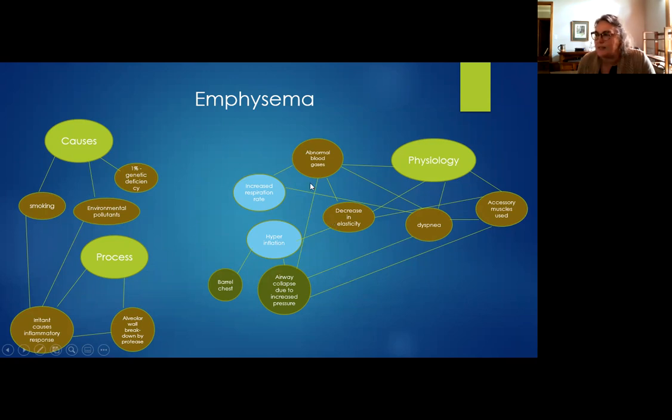a decrease in elasticity. The abnormal blood gases increase the respiration rate. The dyspnea increases the respiration rate. The hyperinflation is from a decrease in elasticity. And then what will happen is this hyperinflation is what causes that barrel chest that we see a lot of our COPD patients having. And then the hyperinflation also causes those airways to collapse, as you can see.